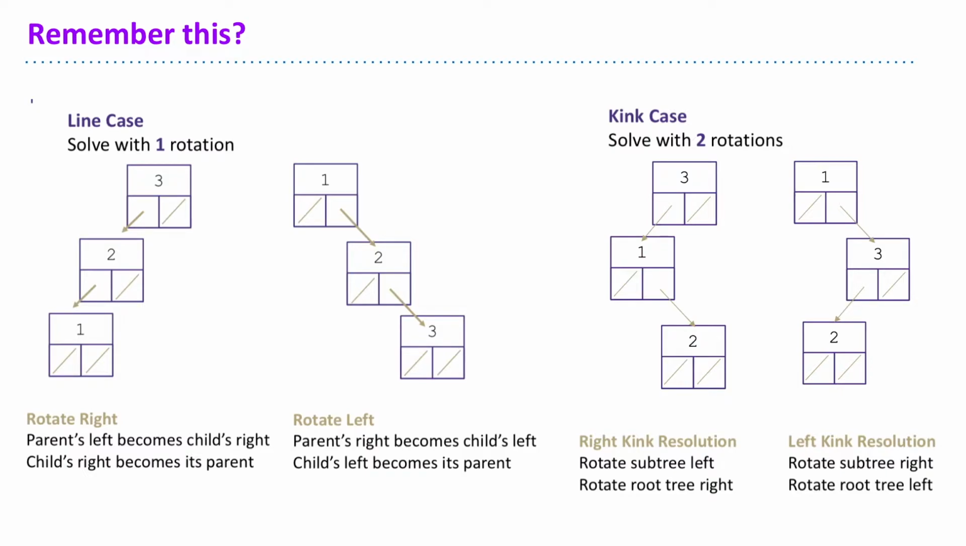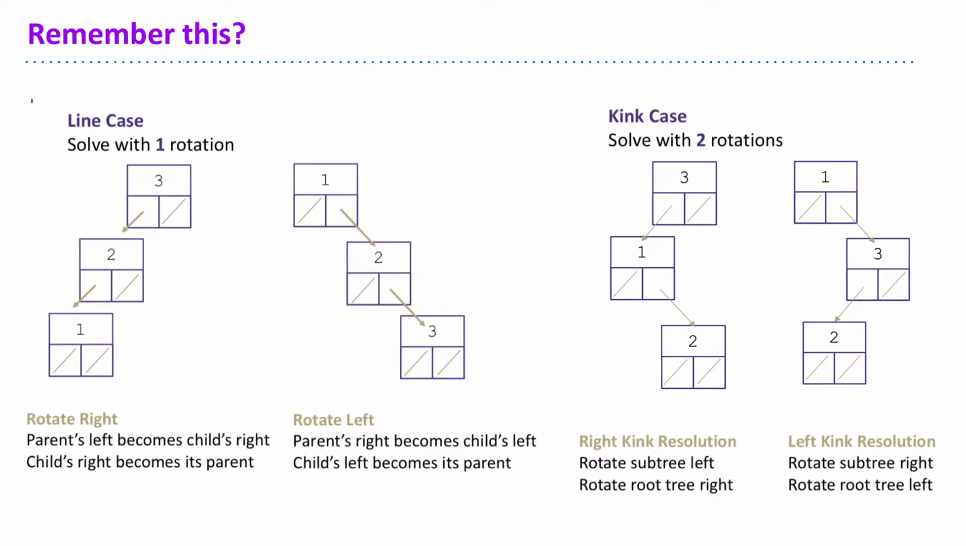So this is taken from one of the slides in lecture. It turns out there's only two kinds of cases that can cause imbalance, which are the line and kink case. As we're talking about these cases, I'll be referring to the node where the imbalance occurs as the parent node. Alright, so let's first talk about the line case.